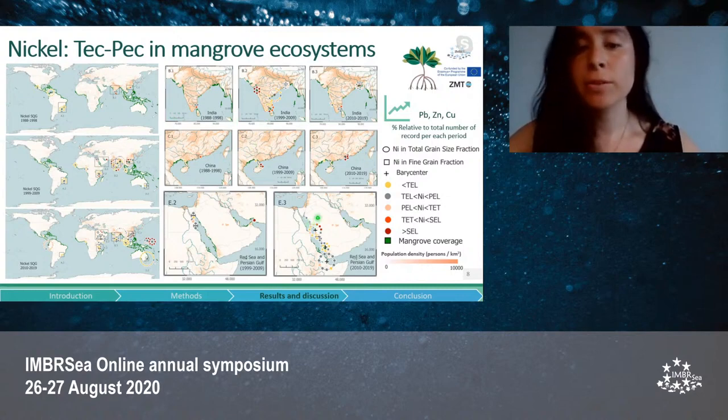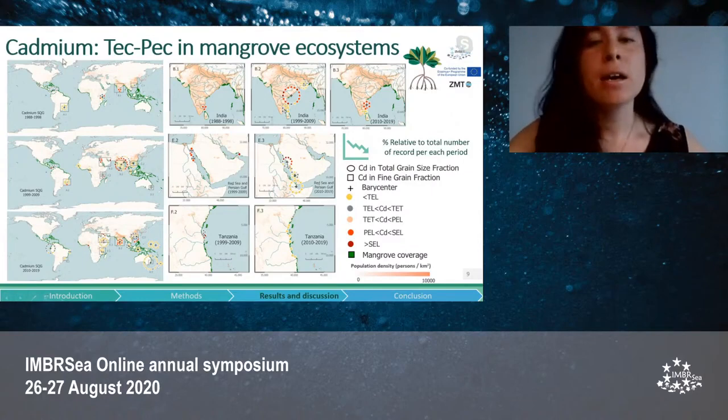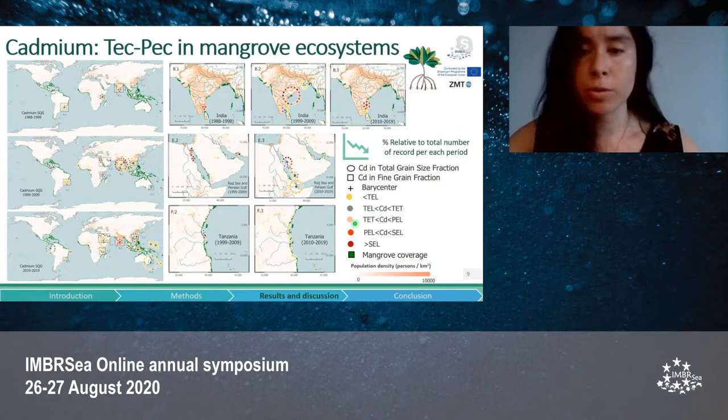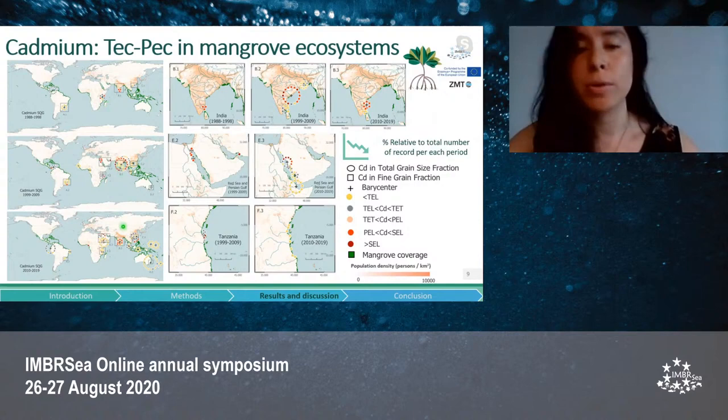For example, in the case of the Red Sea and Persian Gulf. The same trend was observed in the case of lead, zinc, and copper. In the case of cadmium, a different trend was observed. Relative to the total number of records per period, there was a decrease of the records that fall in these categories of hazardous concentrations for the biota, going from 76% in the first period to 53% in the second and 40% in the last period.